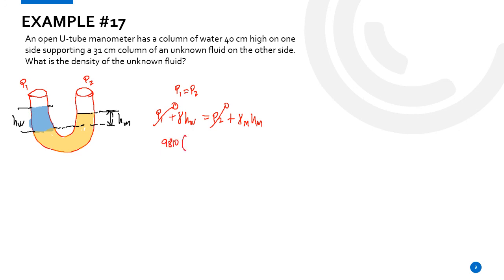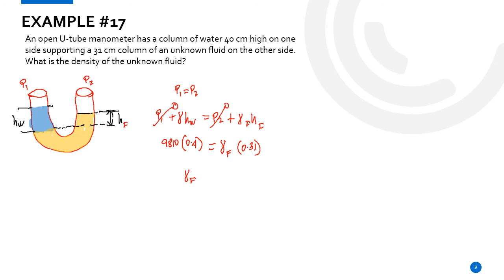9810 times height ni water. Pila ang height ni water? 0.4. Okay? So imbes mercury, wala man ta kabalo sa fluid, so F na lang na fluid. Okay? Is equal to specific weight niya gihapon. Wala ta kabalo sa specific weight, di ba? Specific weight ni fluid times height ni fluid nga 0.31.